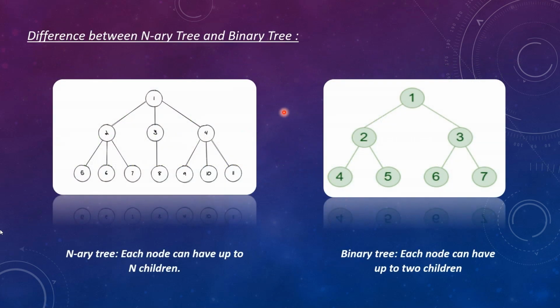Now let's see the difference between the N-ary tree and the binary tree. N-ary trees are tree data structures that allow us to have up to n children for each of the nodes, differing from the binary tree which allows only up to 2 children for each node.